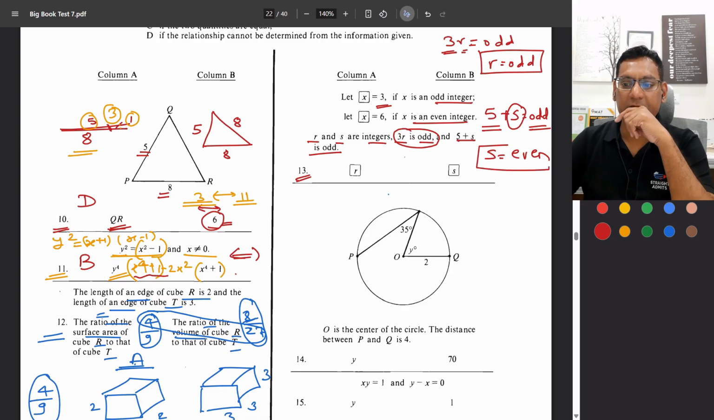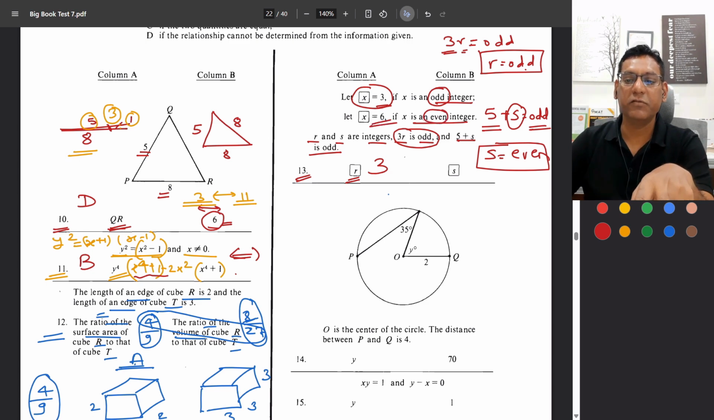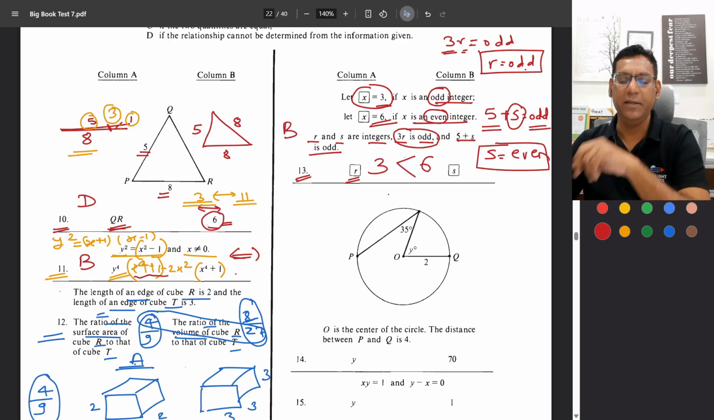Okay, that much I know. Now I have to compare box of R. R is odd, so whenever there is an odd number, box of that number is 3, so I get 3 here. Box of S, S is even. Whenever there is an even number, the function gives me 6, so I get 6. Column B is bigger, answer choice B.